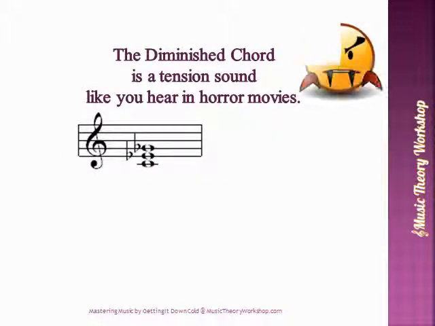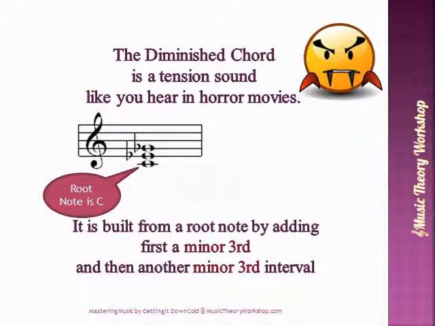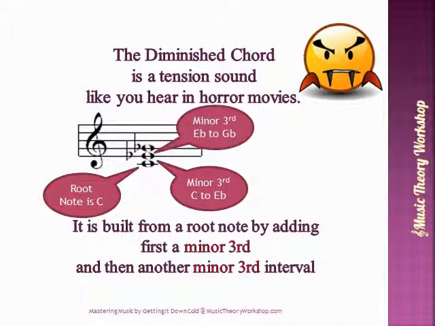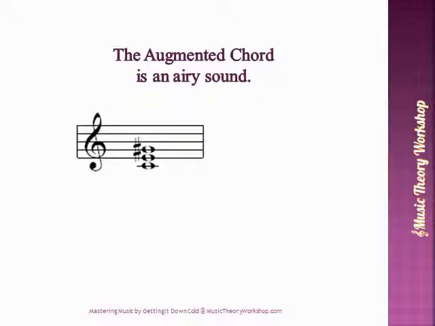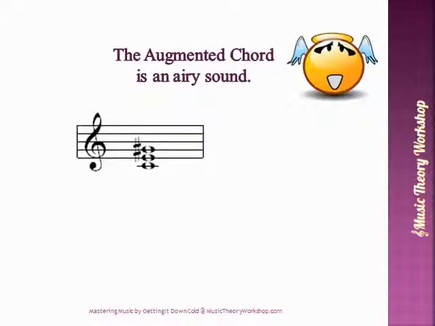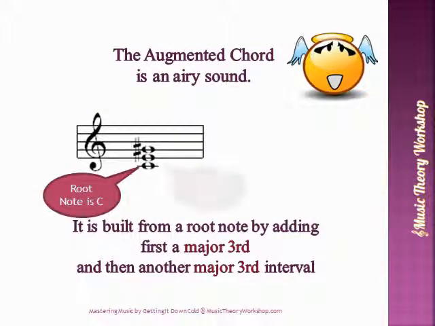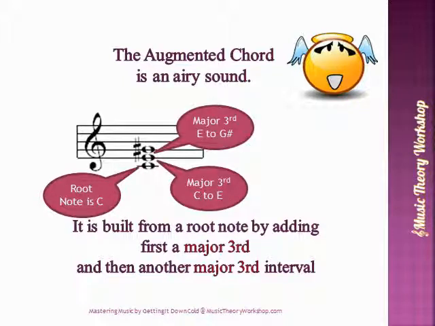The diminished chord is a tension sound, like you hear in the horror movies. Now it is built from the root note by adding a minor third and then another minor third. Augmented chord is an airy sound. It is built from a root note by adding a major third on top of another major third.